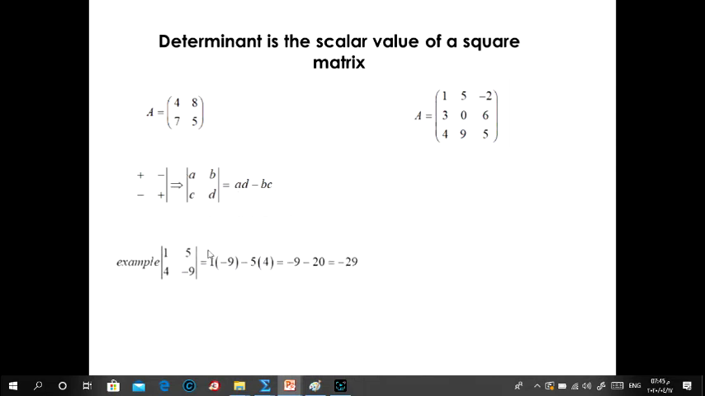For example, if I have a determinant 1, 5, 4, negative 9, I need to find the value. I will just multiply 1 by negative 9 minus 4 times 5. Of course, I have 2 negatives. This is the negative of the 9. Don't be confused. It is nothing. 1 by negative 9 minus 5 by 4. It will equal negative 29.